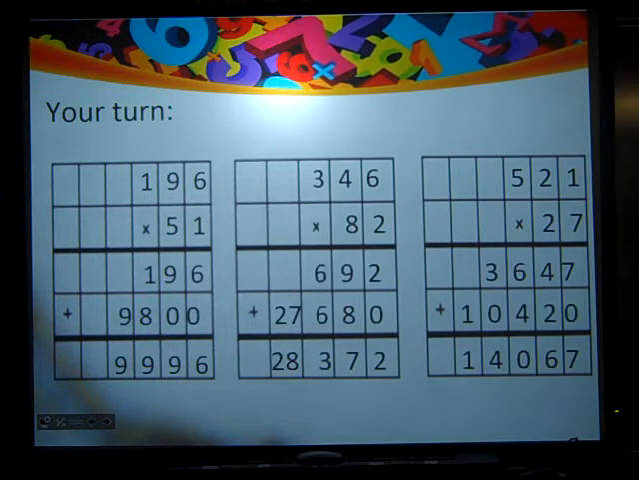Okay, here are the answers. 196 times 51 is 9,996. 346 times 82 is 28,372. 521 times 27 is 14,067. Look at the rows, check each row on yours if you didn't get these answers here, and see what mistake you may have made. You can check your work against these answers here, alright?